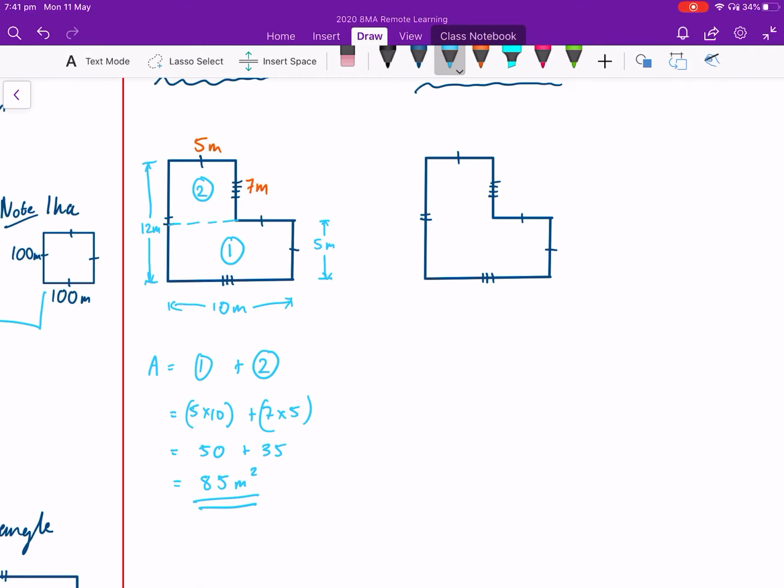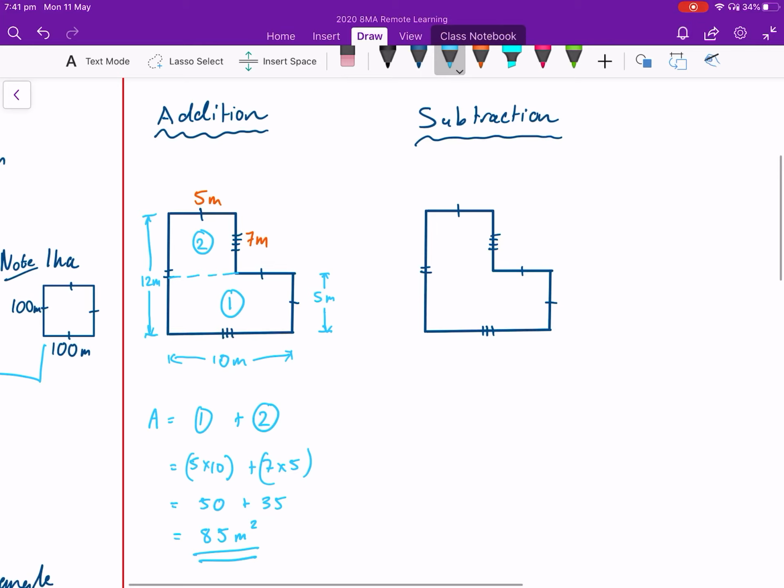Now, another way would be to look at the bigger shape and use a strategy of subtraction. So what I'm going to do on this second shape over here is look at the larger rectangle. Now here, I know from the left-hand side that the bottom is 10 meters and the overall height is 12 meters. So I'm going to look at this larger rectangle, which I just drew in orange, and then I'm going to subtract this section here, which I just labeled 1.